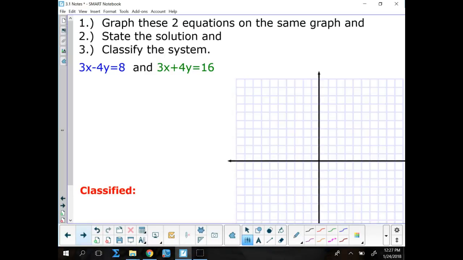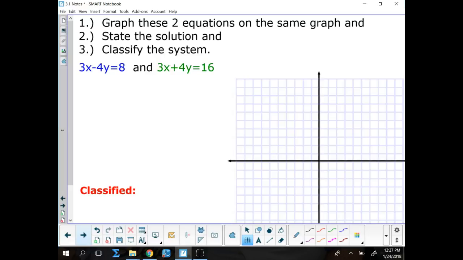We are going to graph these two equations on the same coordinate system. Then we're going to state what the solution is, and then we're going to classify the system. So, my question to you is this. How do you want to graph the blue line, 3x minus 4y equals 8? Do the y equals mx plus b in this one?